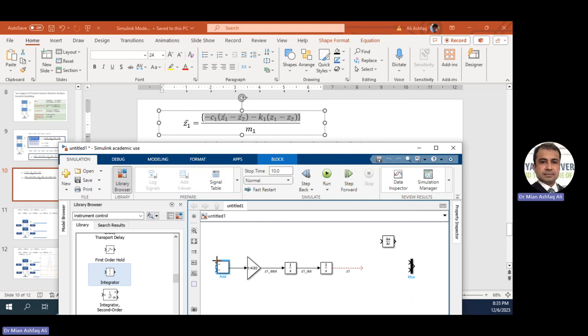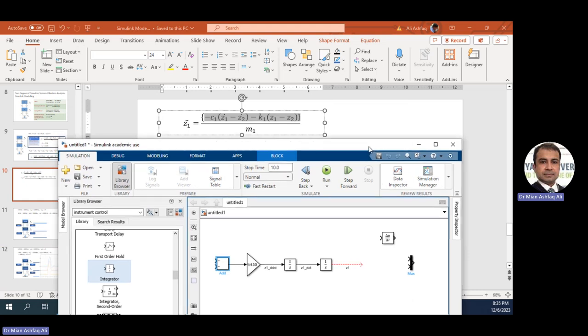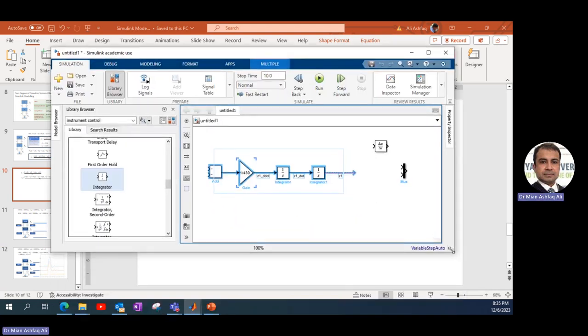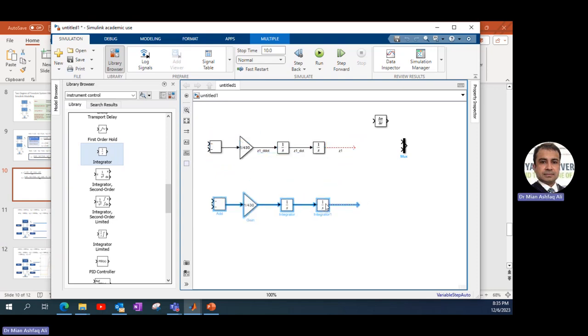Now, in order to get this force, I do have the information about Z1 dot and Z1. Still, I need to find Z2 dot and Z2. So in order to do this, I just need to copy this figure and make a copy like this one. And then now it has become Z2 double dot, and this has become Z2 dot, and this is Z2.